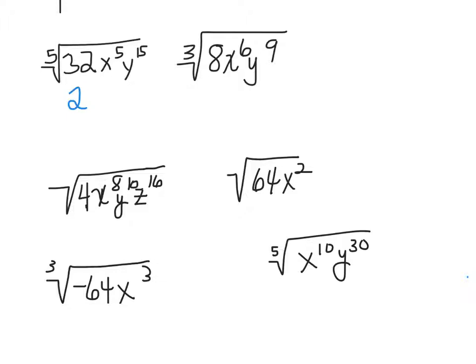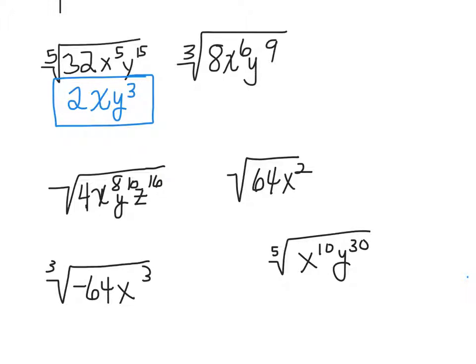So how do I do this? I just simply divide. So x to the 5th, 5 divided by 5 is 1. So the fifth root of x to the 5th is just x. And then for 15, 15 divided by 5 is 3. So the fifth root of y to the 15th is just y to the 3rd. So this is 2x y to the 3rd.